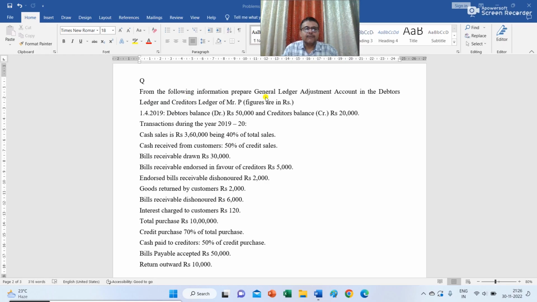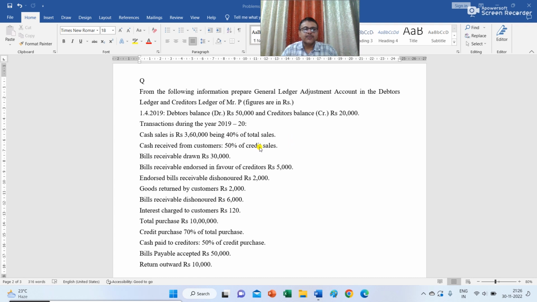From the following information, prepare general ledger adjustment account in the debtors ledger and creditors ledger of Mr. P. On 1st April 2019, debtors balance debit rupees 50,000 and creditors balance credit rupees 20,000. Transactions during the year 2019-20.